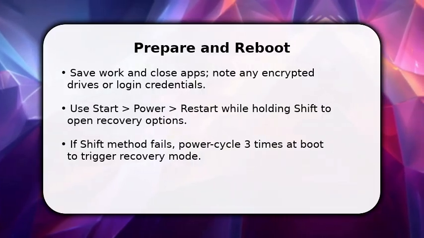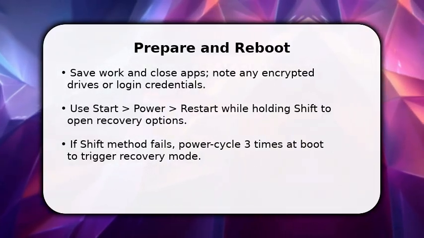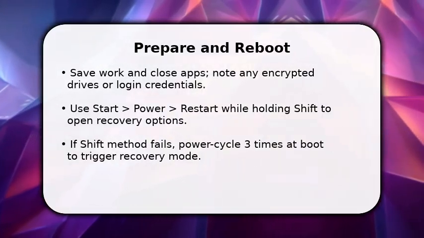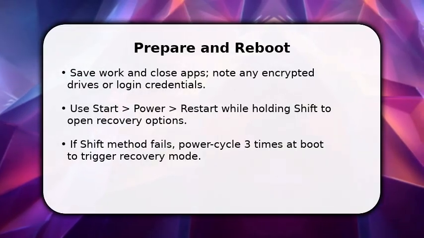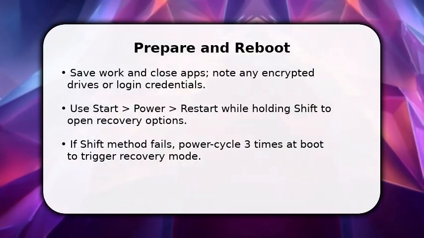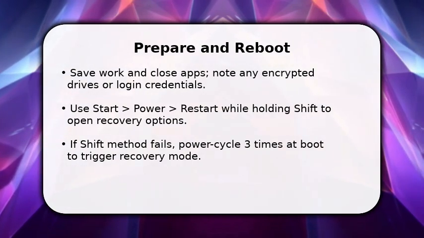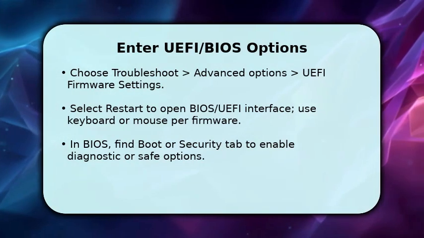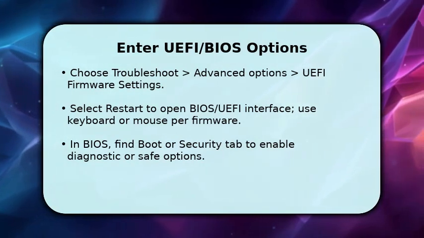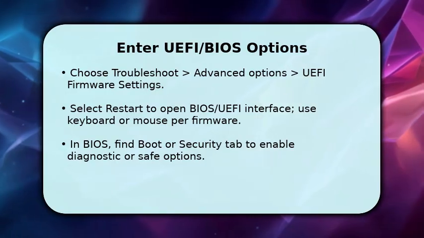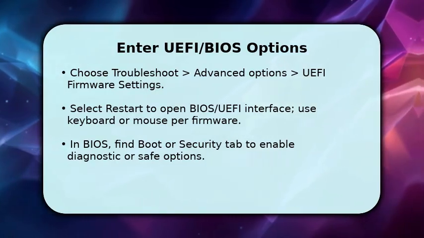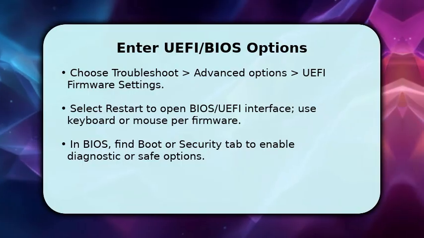If that shortcut doesn't trigger, power cycle and force 3 failed boots to invoke automatic recovery. Once you reach recovery, you can continue to advanced options to get into firmware settings and BIOS-triggered safe environments. Once the recovery menu appears, choose Troubleshoot, then Advanced Options, and finally UEFI firmware settings. This pathway hands control to the BIOS or UEFI.